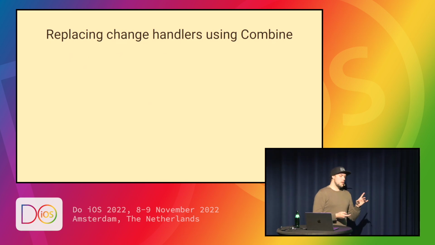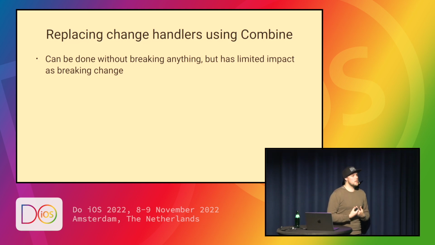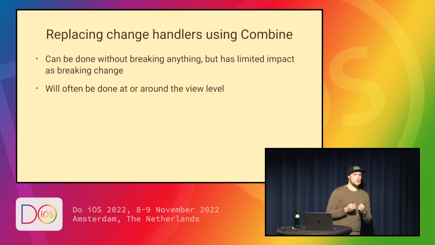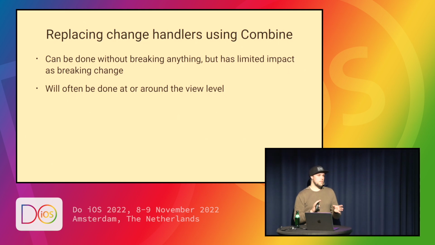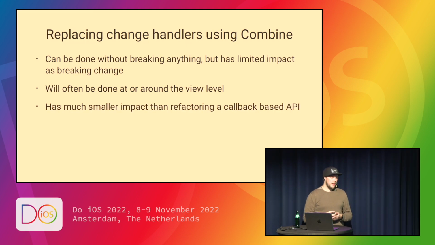So replacing change handlers with Combine, you might have noticed that I did this as a breaking change, and I did that on purpose, right? Because I no longer have this whole onTracksChanged closure. And the reason I think it's fine to do that in this layer of the app where this would exist is because it's kind of limited, right? Because this is always used at or around the view level. So there's maybe one or two places that depend on such a view model instance. Refactoring that is not as impactful as changing something that sits deep at the core of your app. Right? So it's a much smaller impact.